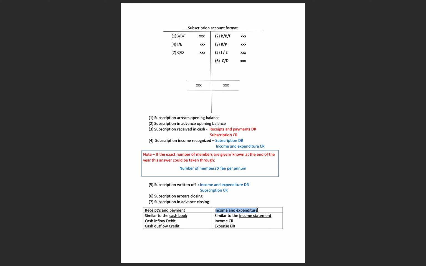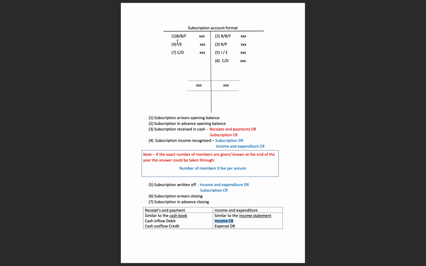Non-profit making organizations also prepare the income statement and they give a name to it called income and expenditure account. So income and expenditure account is similar to the income statement. Now remember, inside the income and expenditure account, all incomes are credited. Now see, subscription is the main source of income for a non-profit organization. That means inside the income and expenditure account, because subscription is an income, it will appear on the credit side.